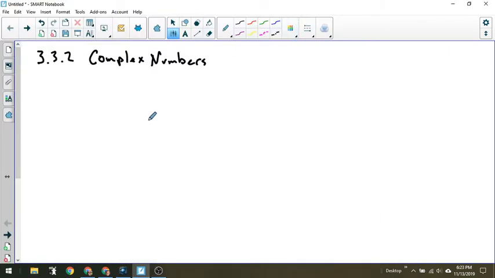Okay, this is section 3.3.2, complex numbers, for each of the algebra classes. So we talked about the real numbers. Those are the numbers we've been working with for a while. Those are 1, 2, 3, and the rational numbers like 1/2 and 4/5, the decimals, and then the irrational numbers like the square root of 2 and pi and all those numbers we talked about.